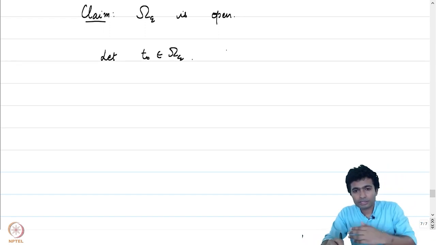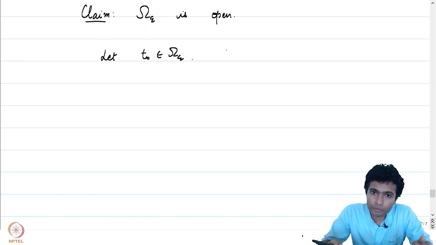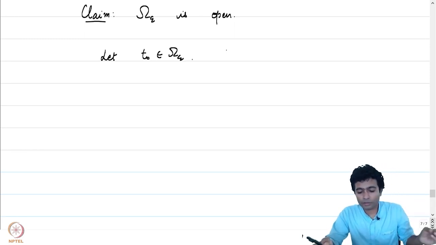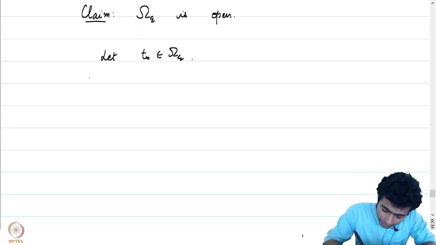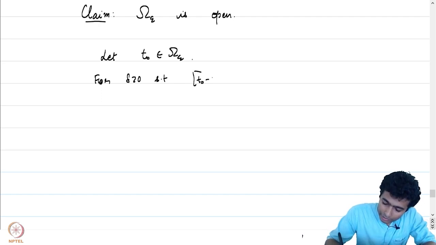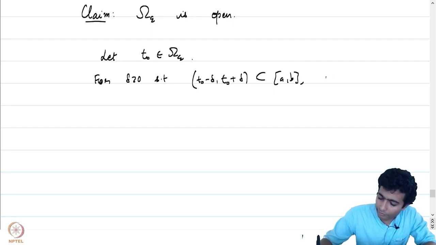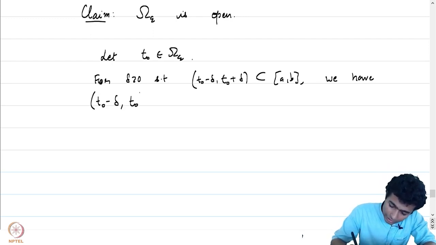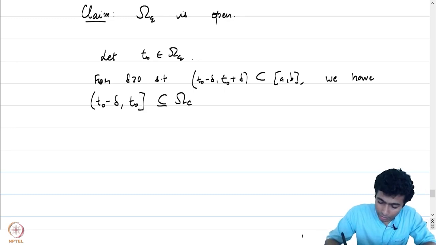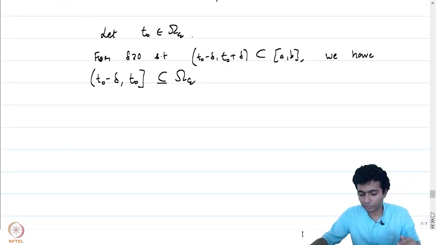Now, if T prime is less than T naught, then T prime is already an element of omega epsilon. Because of that, for any delta such that T naught minus delta to T naught plus delta is contained in AB, T naught minus delta to T naught is already in omega epsilon. So, let me just note that for delta positive such that T naught minus delta to T naught plus delta is contained in AB, we have that T naught minus delta to T naught, this set is contained in omega epsilon by the very definition of omega epsilon.